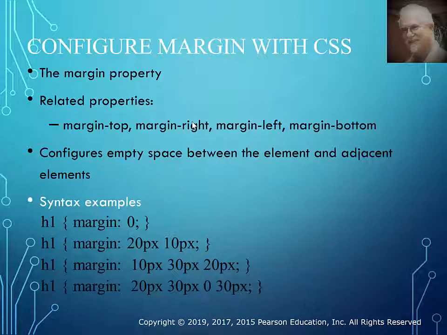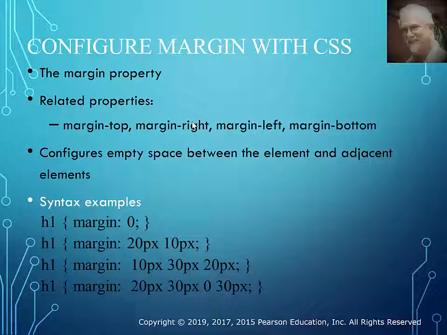Okay, we'll look at the margin property. You have, of course, all 4 sides. You always think of this as a box, so 4 sides, and we can configure them as such. Here's the syntax. H1 margin colon. So all we're dealing with is the margin, right? Margin 0 means all sides. Margin 20 and 10: 20 deals with top and bottom, 10 deals with left and right. Margin 10, 30, 20, that's 3 values. How's that work again? It's top, left and right, bottom.